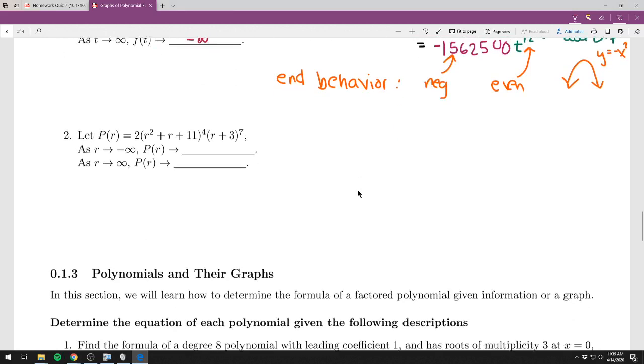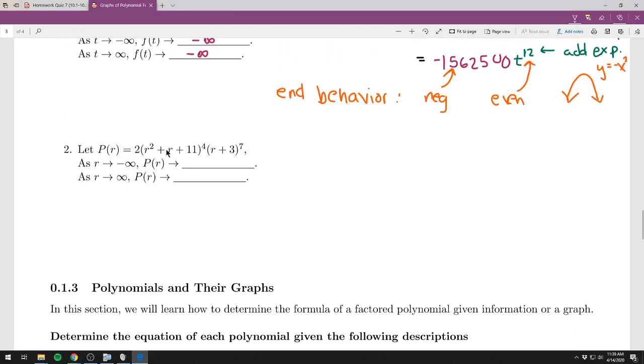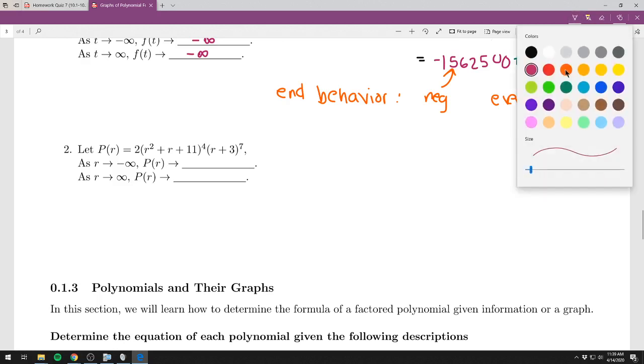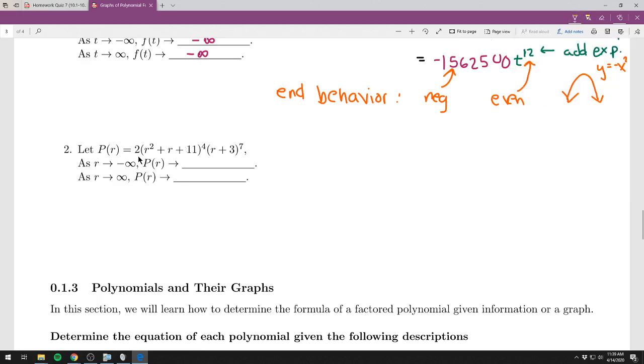But we'll go ahead and work another one similar to this. P of r equals 2 times r squared plus r plus 11 to the 4th power times r plus 3 to the 7th. Now, same deal here. Inside each factor, don't forget about the things in front. That's considered a factor. You want to get rid of everything that's not the leading term, the biggest power of r in this case. So inside this first one here, first parentheses, we want to get rid of r and the 11. r squared is the biggest term.